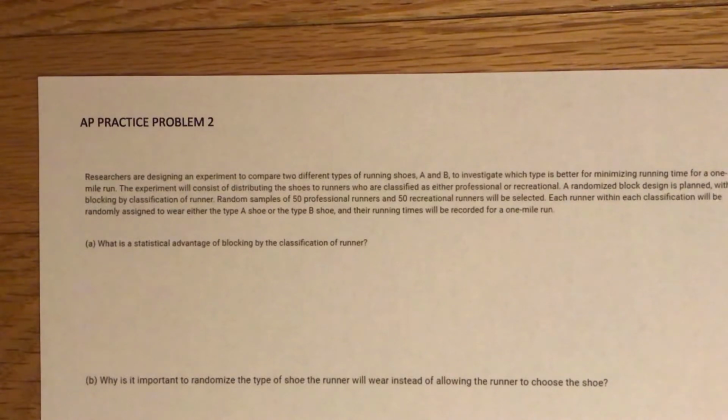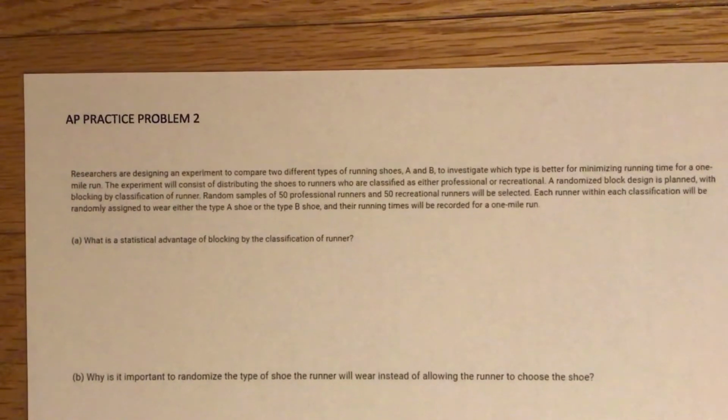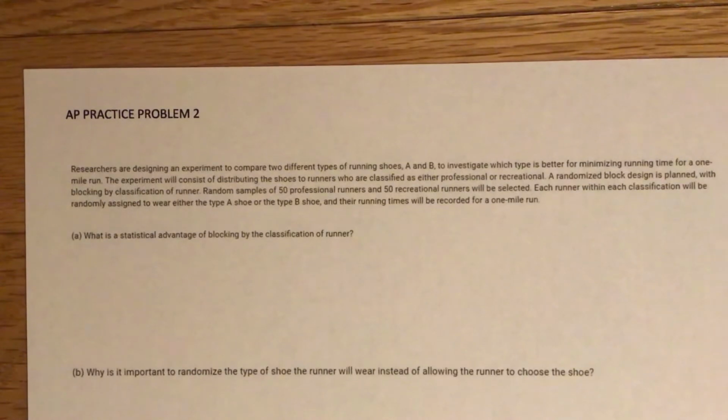it's about researchers that are designing experiments comparing two different types of shoes. There's shoe A and shoe B. Basically, they want to minimize the time someone's doing a mile run. They want to minimize that. They do the experiment on two different kinds of people. One considers themselves a professional runner. The other is a recreational runner. So because there's a difference in the people, they decide to do a block design in their experiment.